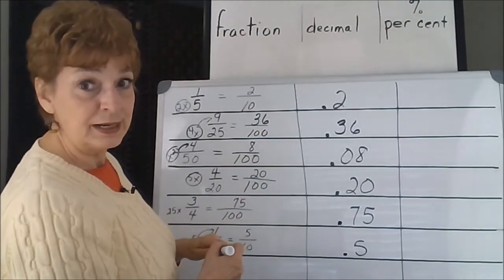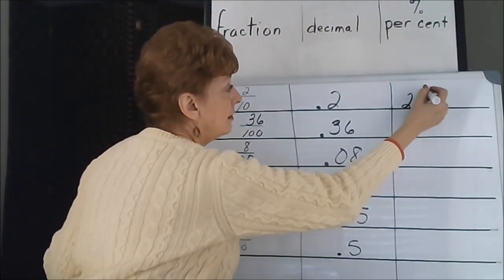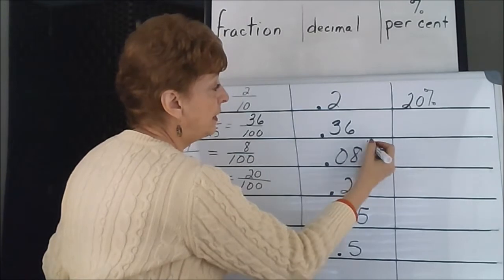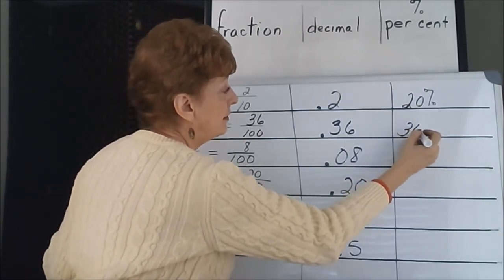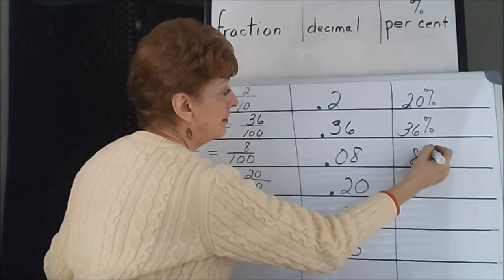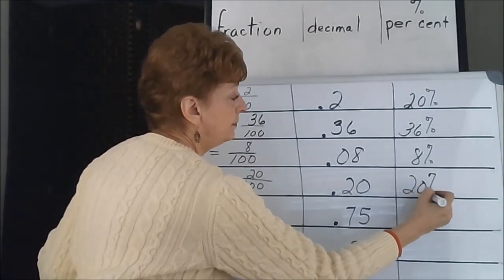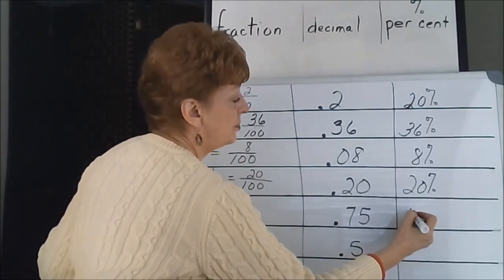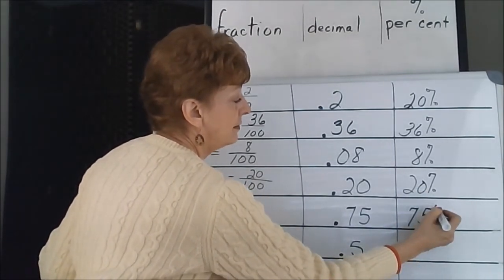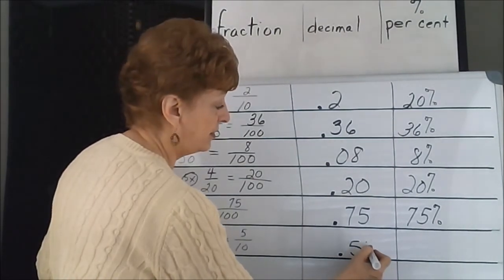Now it's pretty easy. 2 places to the right, 2 places to the right, 2 places to the right. I'll need a 0 on this one.